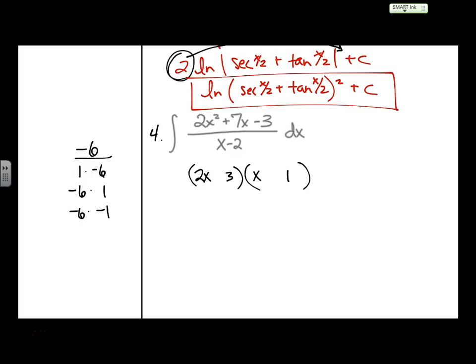Nothing, right guys? Because I'm not allowed to have the same sign. That would be a positive 6 and I have a negative 6. So the only possible options are 2 and 3 and 6 and 1, and none of the signs are going to make it work, right? Nothing.